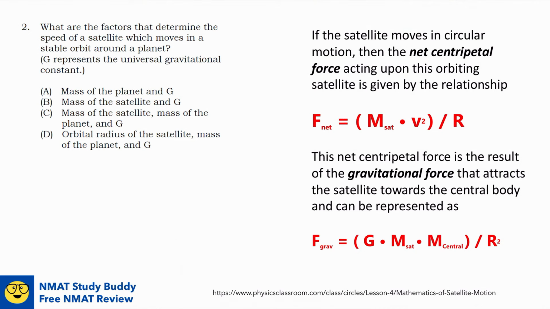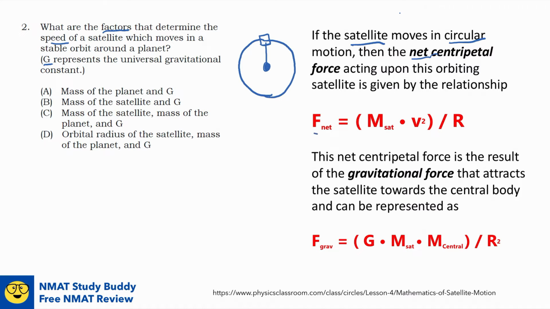Number 2, what are the factors that determine the speed of a satellite which moves in a stable orbit around a planet? G represents universal gravitational constant. So, kung i-visualize natin, may satellite daw na nagre-revolve sa planet. So, kunyari yan yung nasa gitna is yung planet and then kunyari itong square yung satellite. So, sabi, if the satellite moves in a circular motion, then the net centripetal force acting upon this orbiting satellite is given by the relationship.